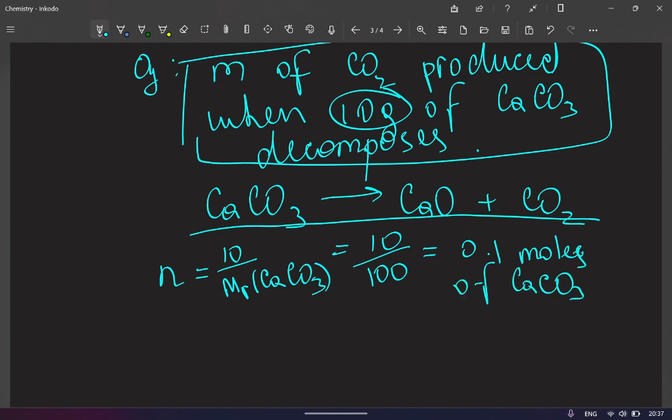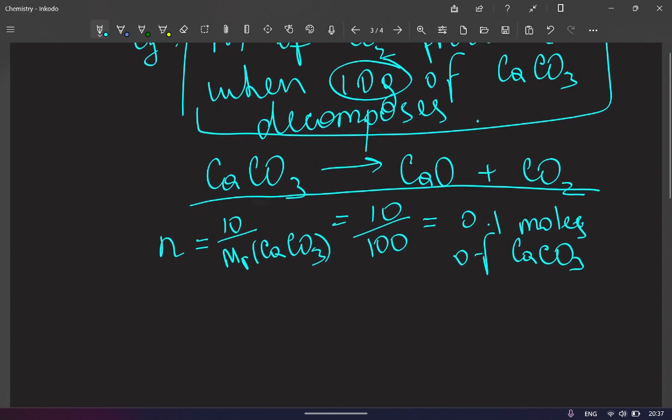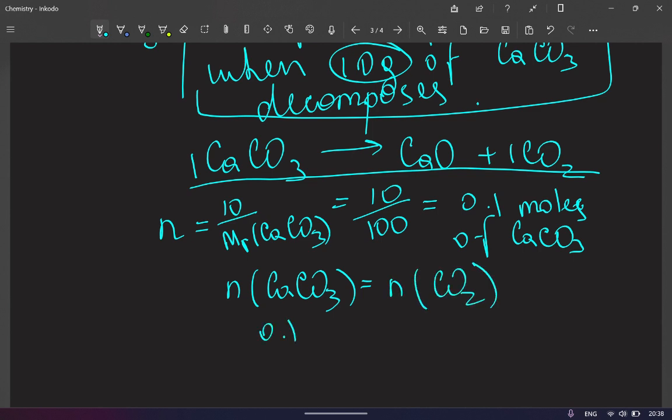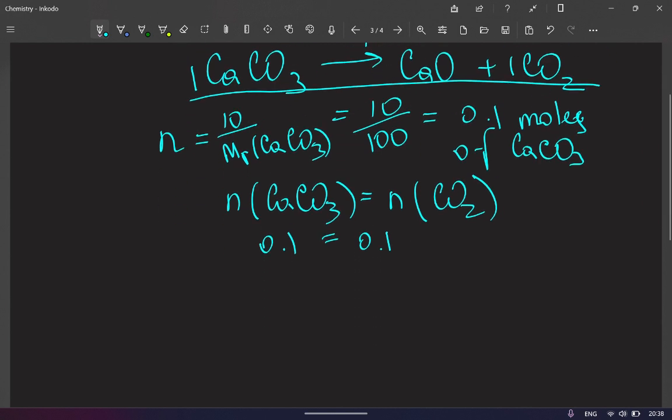And if we look at the equation, we see that the number of moles of calcium carbonate is equal to the number of moles of carbon dioxide. So if we have 0.1 moles of calcium carbonate, we're going to have 0.1 moles of carbon dioxide. So now we just need to use the same formula. We just need to rearrange it to make mass the subject. So it's going to look like this.